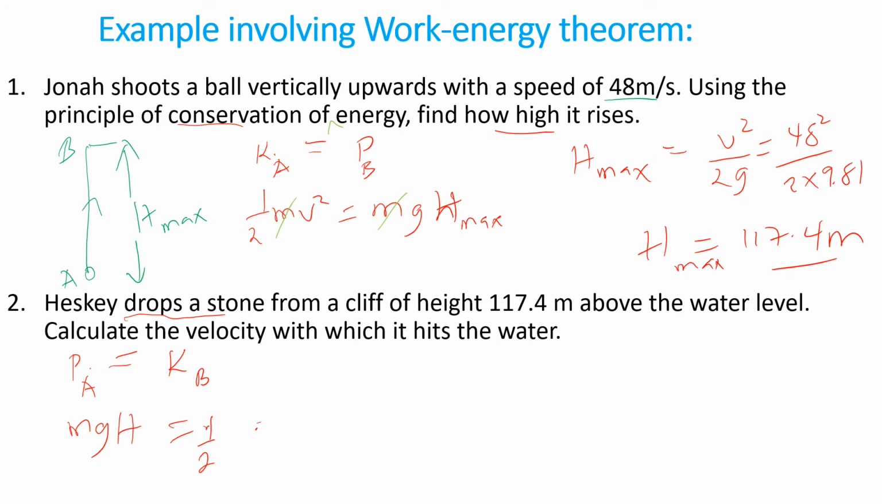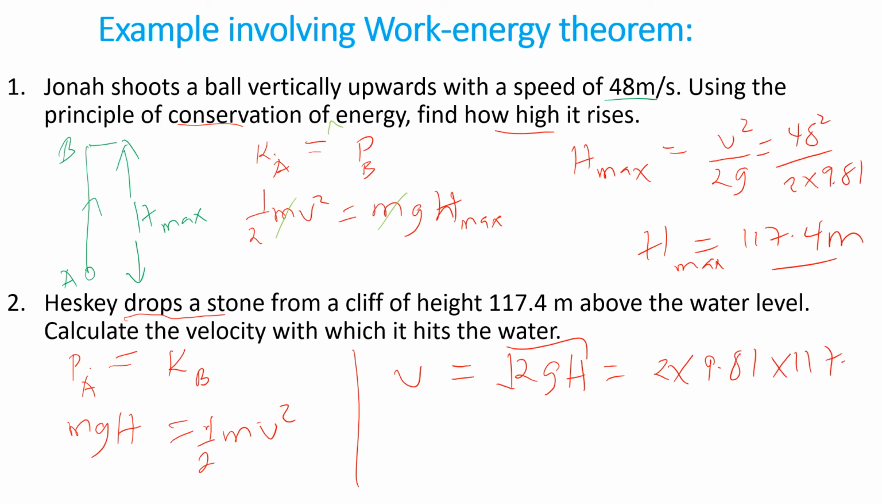In this case, we are looking for the velocity v, so it's going to be the square root of 2gh. If we feed in, it will be 2 times 9.81, if that's the acceleration due to gravity, times the height, which is 117.4, and the root v is going to be exactly the velocity in the first example, 48 meters per second. So we are using only the principle of conservation of mechanical energy.